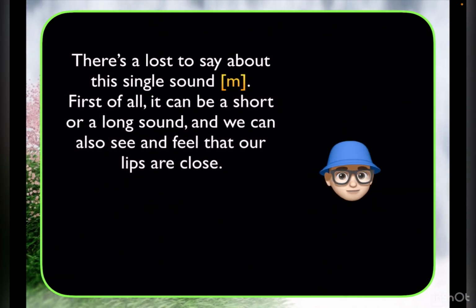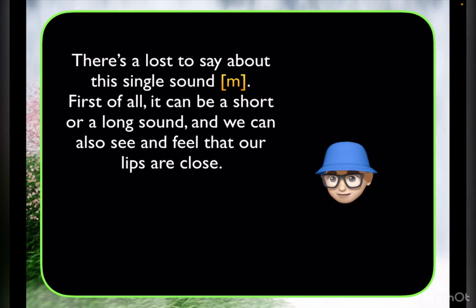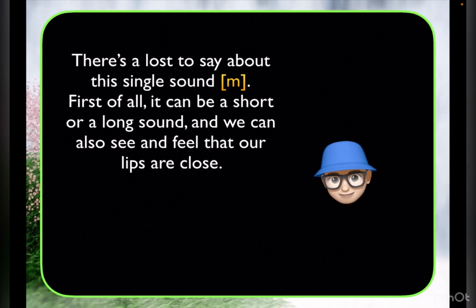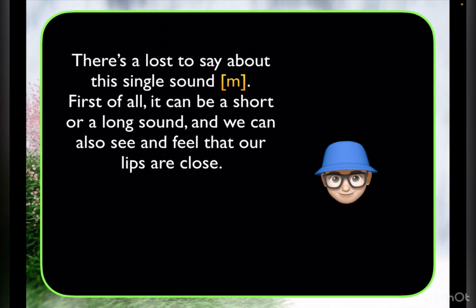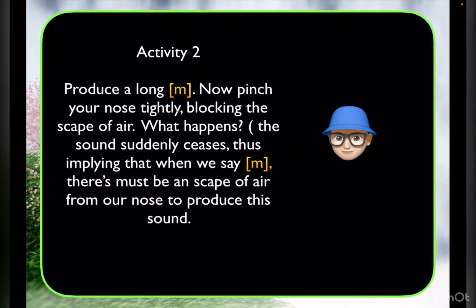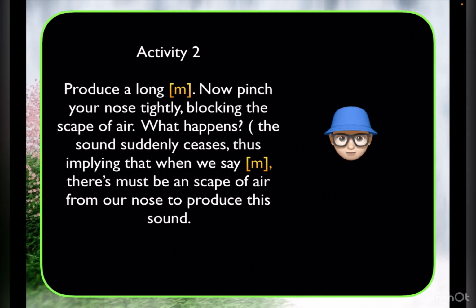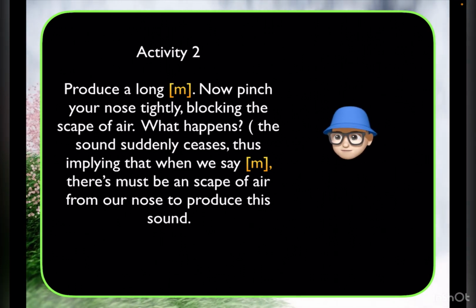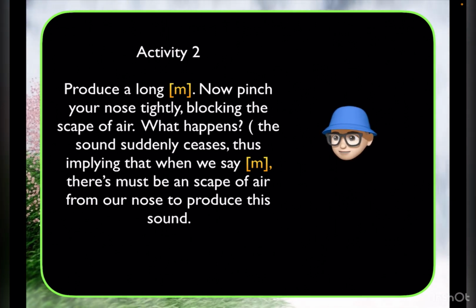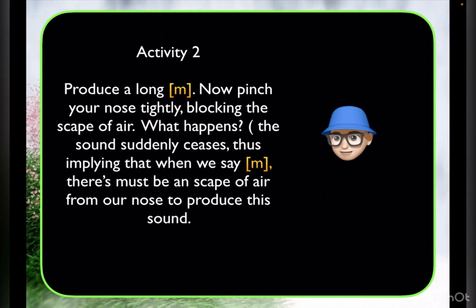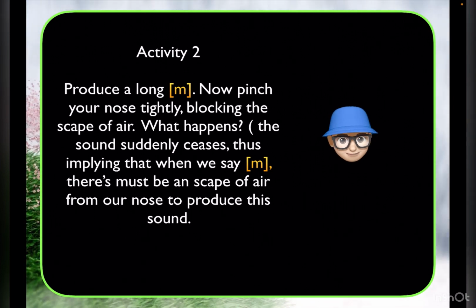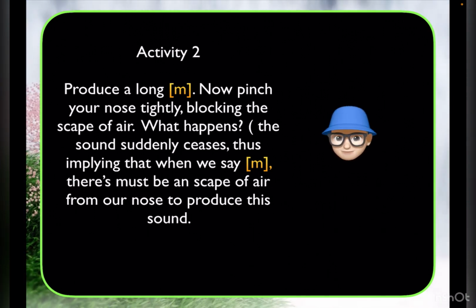There's a lot to say about this single sound. First of all, it can be a short or a long sound. We can also see and feel that our lips are closed. Activity 2. Produce a long m. Now pinch your nose tightly, blocking the escape of air. What happens? The sound suddenly ceases, thus implying that when we say m there must be an escape of air from our nose to produce this sound. Interesting, isn't it?